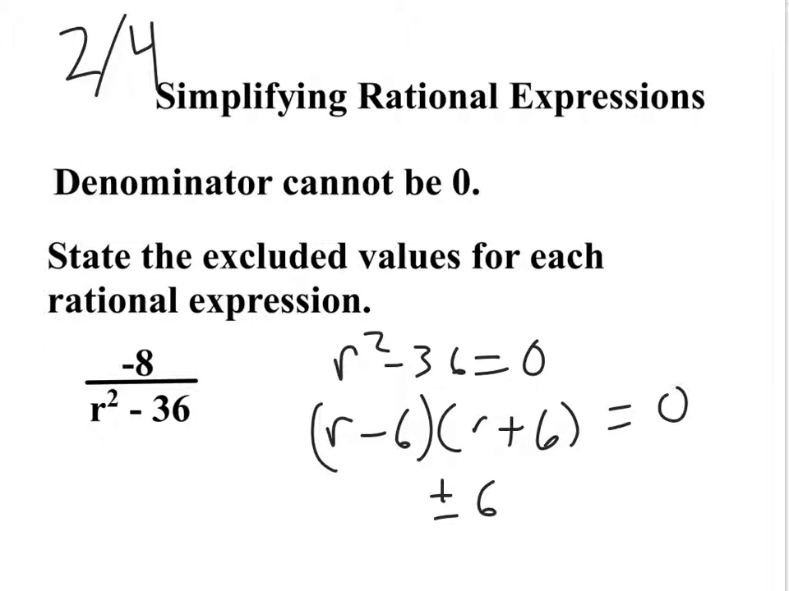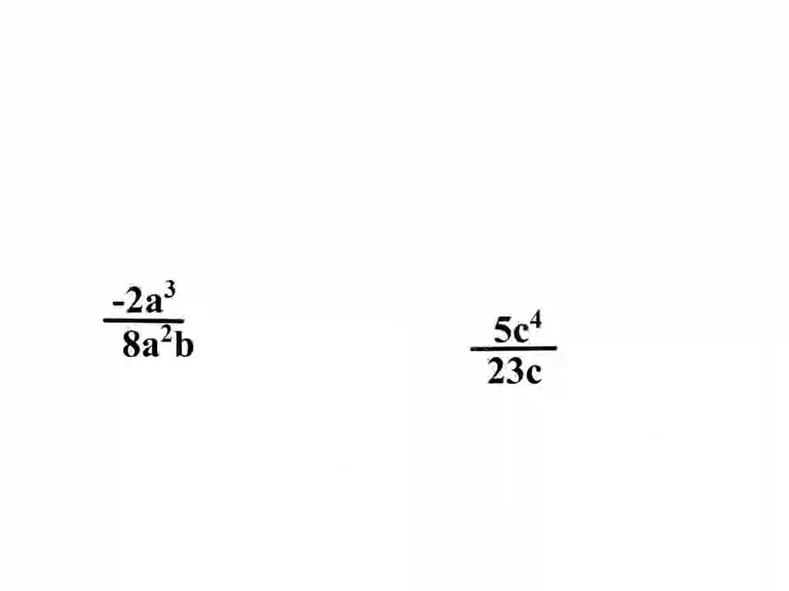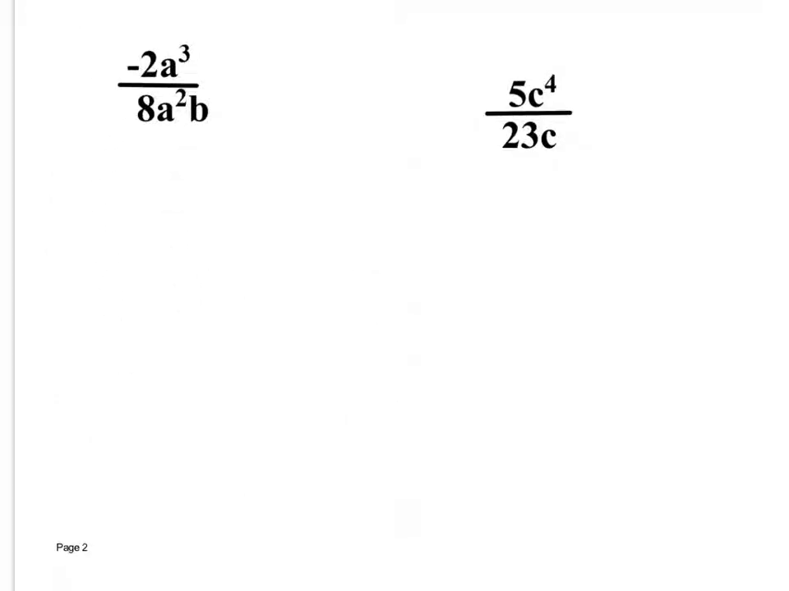So you solve for r, you get positive and negative 6. So you can't have positive or negative 6. This would be your excluded value. If r was positive or negative 6, you get 0 down here, and you can't have that. For it to be a rational expression, you can't have 0 on bottom, so r cannot be plus or minus 6. That would be your excluded values. So write those down.